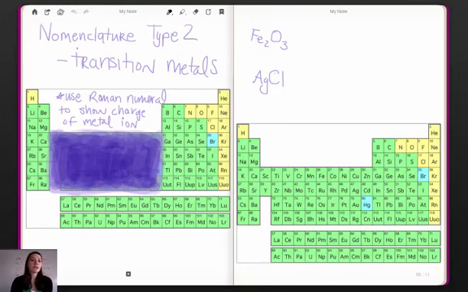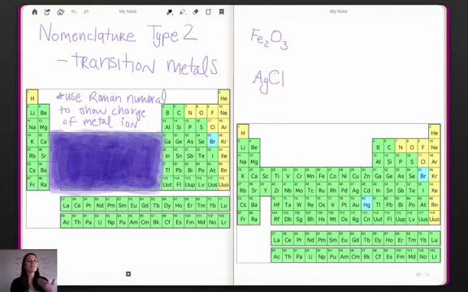For type 2 nomenclature, we're talking about our transition metals. So our transition metals, which I've shaded in purple, use your Roman numeral to show the charge on the metal ion. You can't look at the periodic table and predict what that charge is going to be. There's no trend for it, there's no pattern to it.